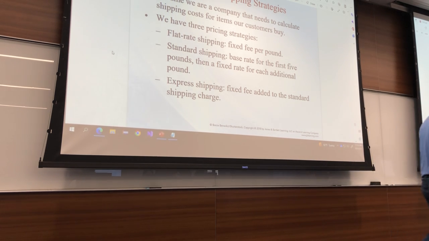So we have shipping that is based on my weight, for a set amount, and then an additional fee. And then we have express, which is standard plus an express rate. These details here don't matter. What matters is the inheritance that I'm about to show you.